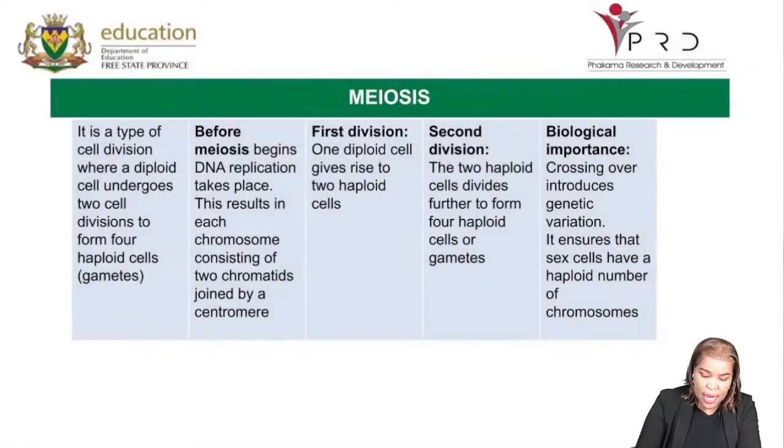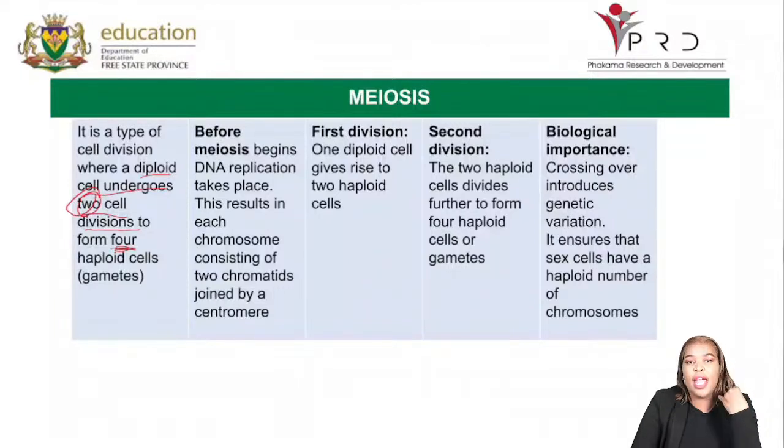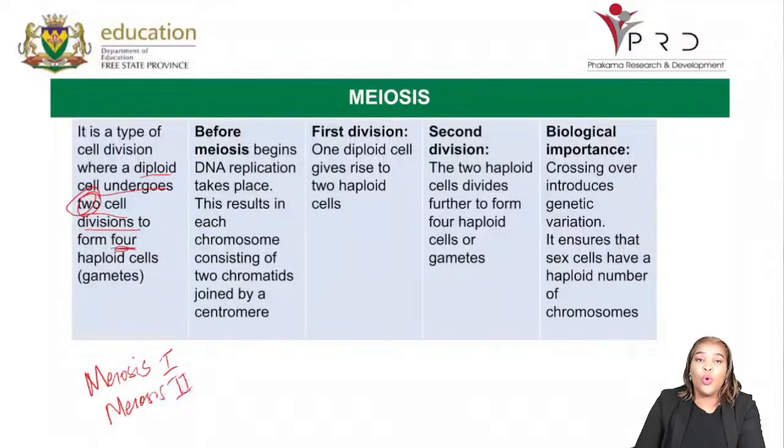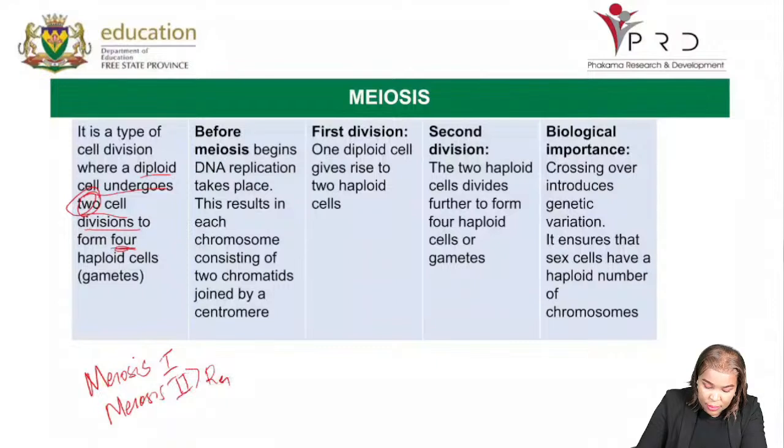It is the type of cell division where a diploid cell undergoes 2 cell divisions to form 4. So this 2 is very important here. 2 cell divisions, because we have meiosis 1 and meiosis 2. Those are the 2 divisions that we are talking about. But they result in what? 4 haploid cells, which we call gametes.